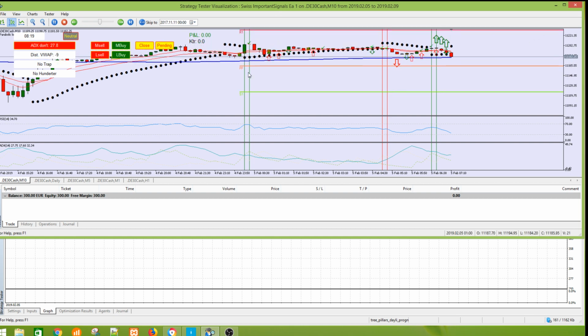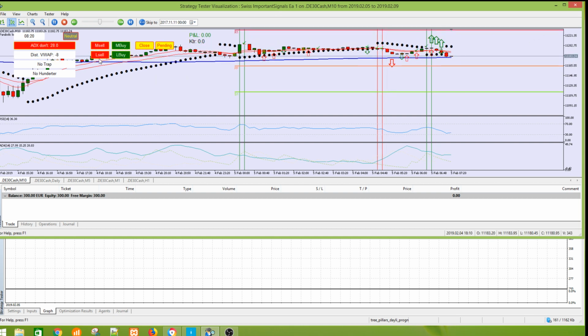And I have here only buttons: market sell, limit sell, market buy, limit buy, close, and here I can delete pending orders, and here I can delete positions.